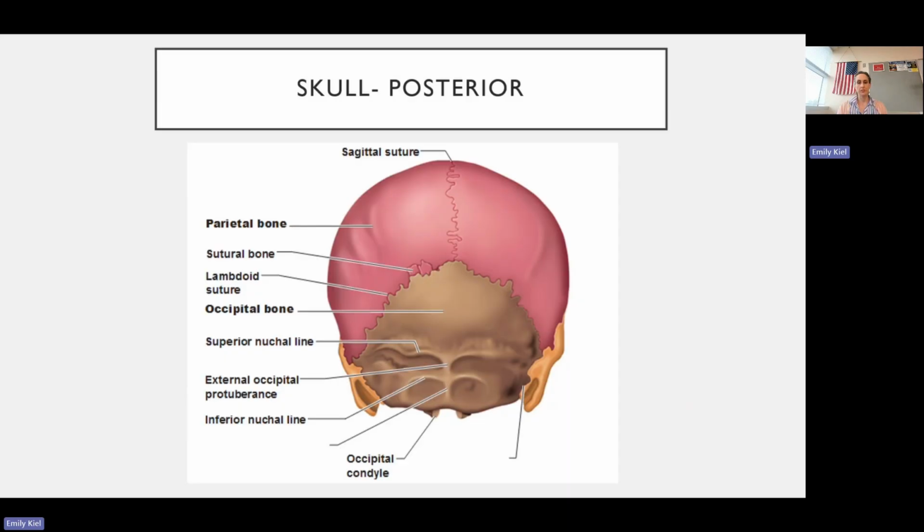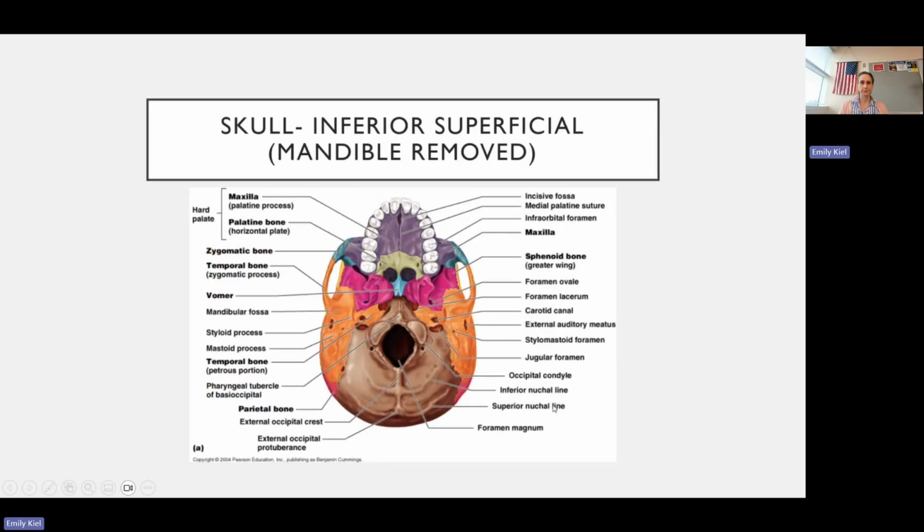And then definitely be aware of your occipital condyle. That is where the skull rests on the spine. So we'll be talking a little bit more about that as we go. This is an inferior view with the mandible removed. So a couple of new bones for us. Here's that maxilla again, but we have the palatine bone, which is on your palate. Here's that vomer again, and we're seeing the pink sphenoid bone. We've got the occipital bone and the two temporal bones here.